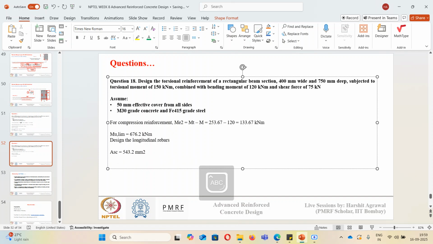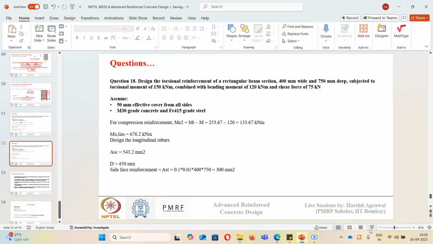Okay, so this is for longitudinal rebars. Now my D is more than 450 mm. So we have seen the code says that we need to provide side face reinforcement also. So I will design for side face reinforcement. AST will be equal to 0.1% of gross area, so 0.1/100 times 400 times 750. It will come out to be 300 mm². So for this much area of reinforcement I will provide on the side.